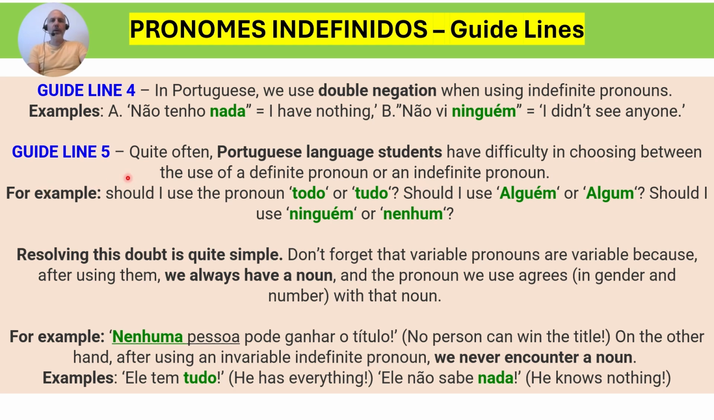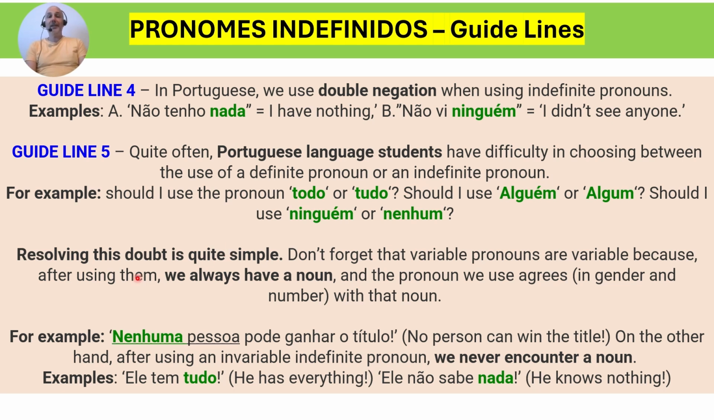Guideline number 5. Quite often, Portuguese language students have difficulty in choosing between the use of definite pronouns or indefinite pronouns. An example, for example, should I use the pronoun todo or tudo? This is a question that students have very often. Sometimes you guys are speaking Portuguese and you are thinking to yourself, is it tudo or todo? Is it tudo or toda? Tudo or todos? This is very common. Or an example, should I use alguém or algum or ninguém or nenhum?